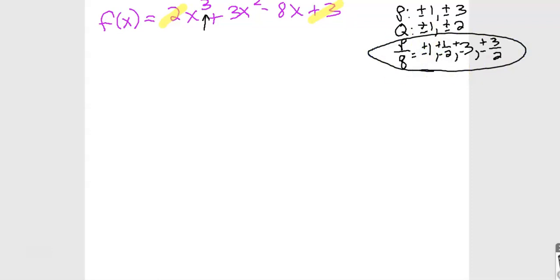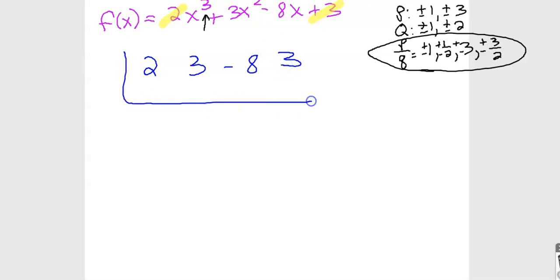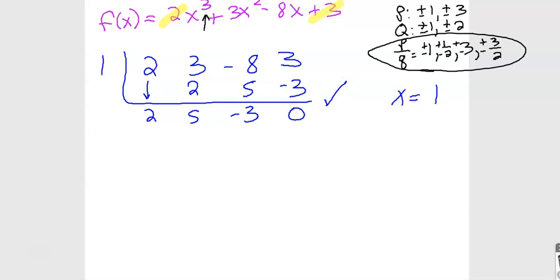And these are all the possible rational roots. And so if we start using synthetic, we can start narrowing it down to find out which ones actually are 0. So 2, 3, -8, 3. And I'm going to choose 1. So I'm going to bring 2 down. So 1 times 2 is 2. 3 plus 2 is 5. 1 times 5 is 5. That's -3. That's -3, and that's 0. Yes, x equals 1 is a 0.